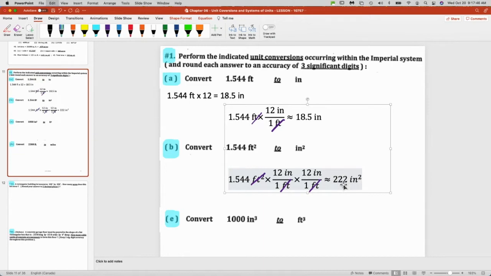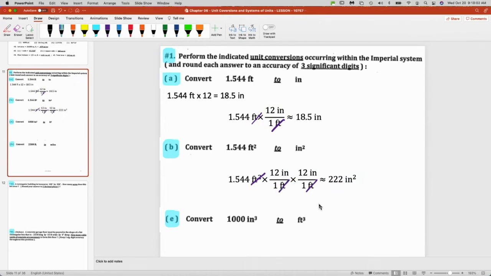I got that, but I'm trying to do that in my head. Can someone confirm? Okay, thank you, Marco. So Marco's confirming 222. Thank you. So when you have an area conversion, you need to multiply by 144.